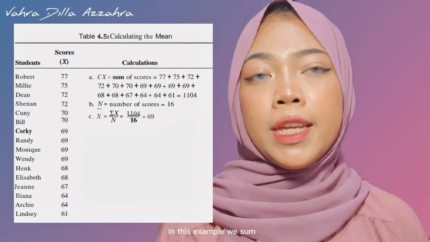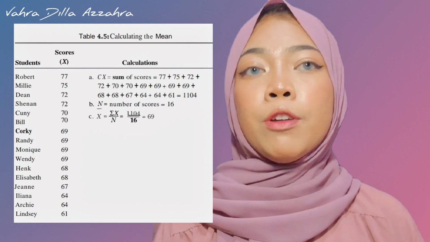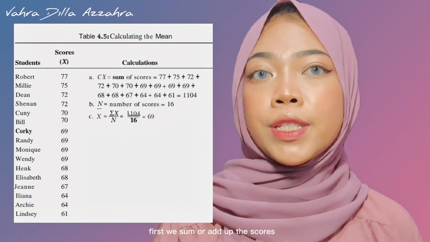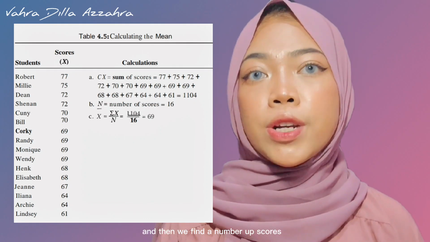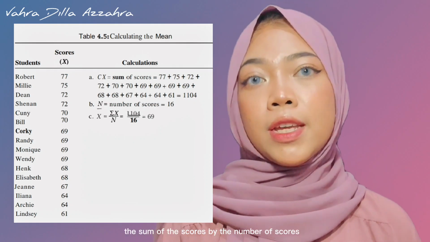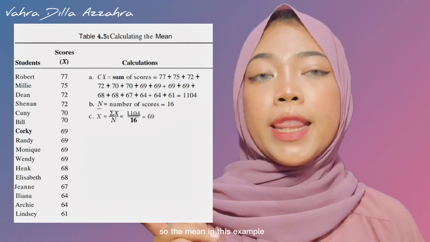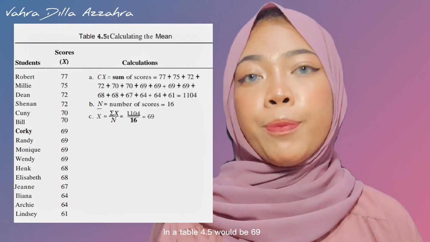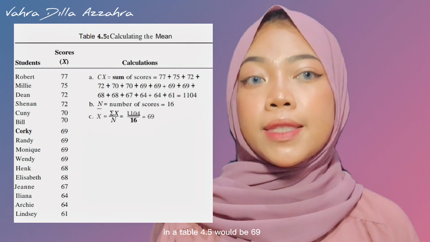To find the mean in this example, first we sum or add up the scores, and then we find the number of scores, and we divide the sum of the scores by the number of scores. So, the mean in this example in table 4.5 would be 69.